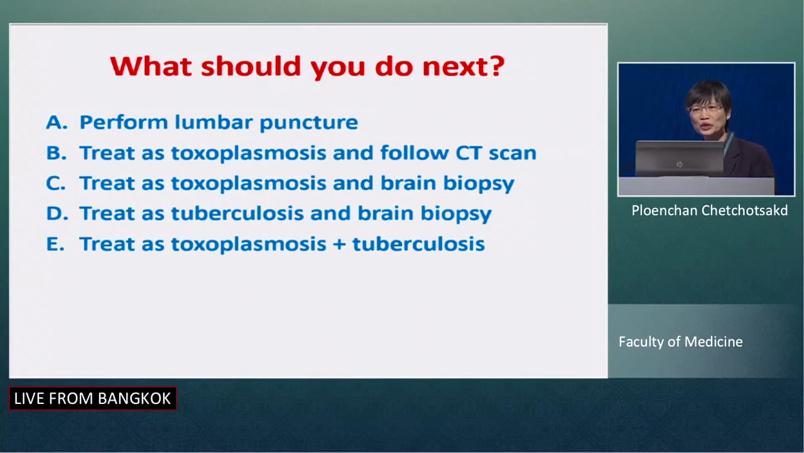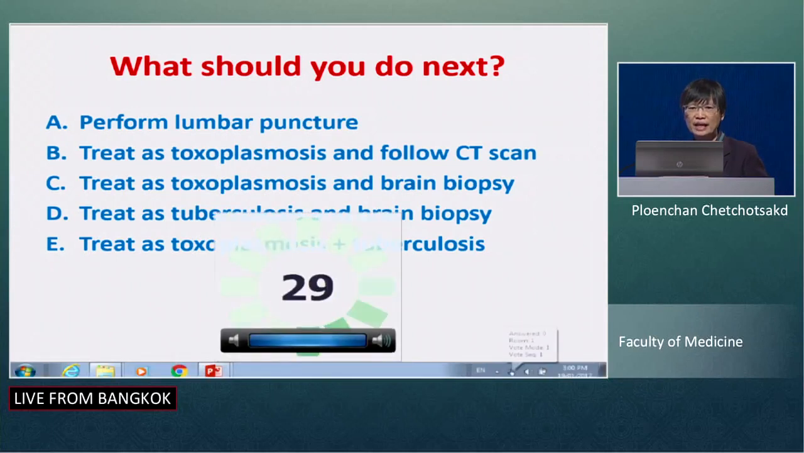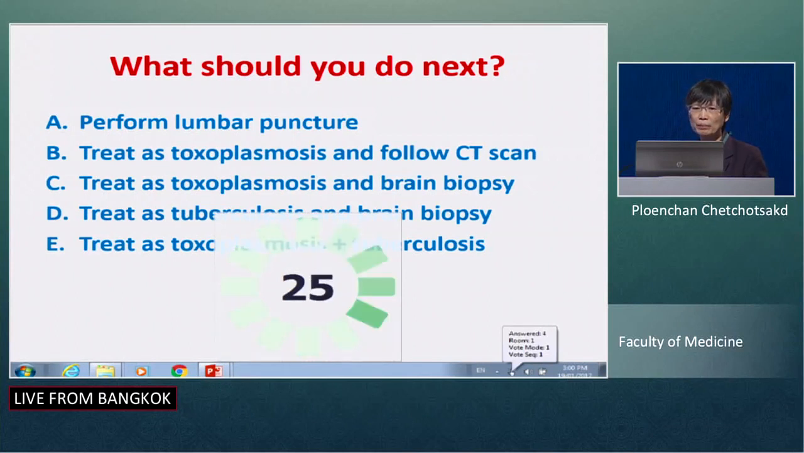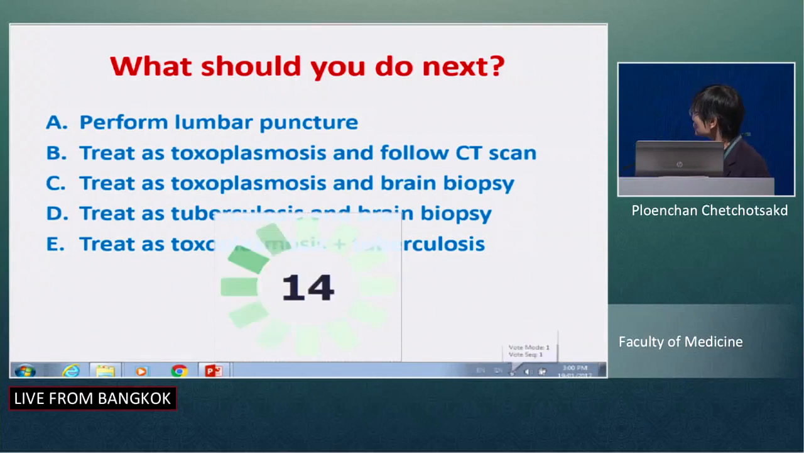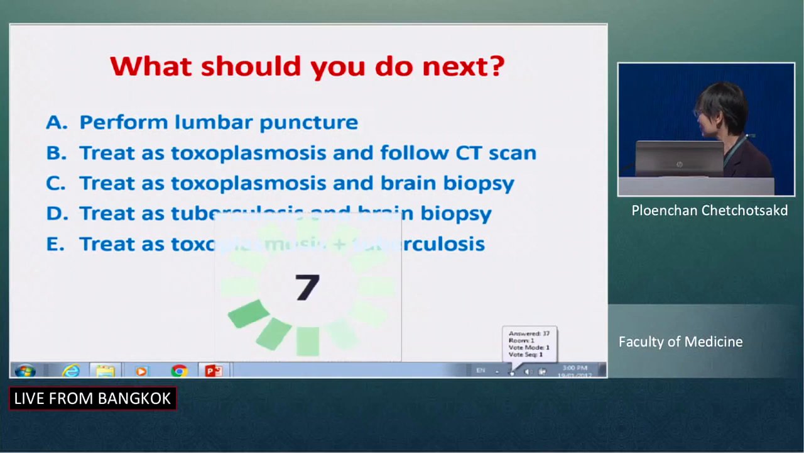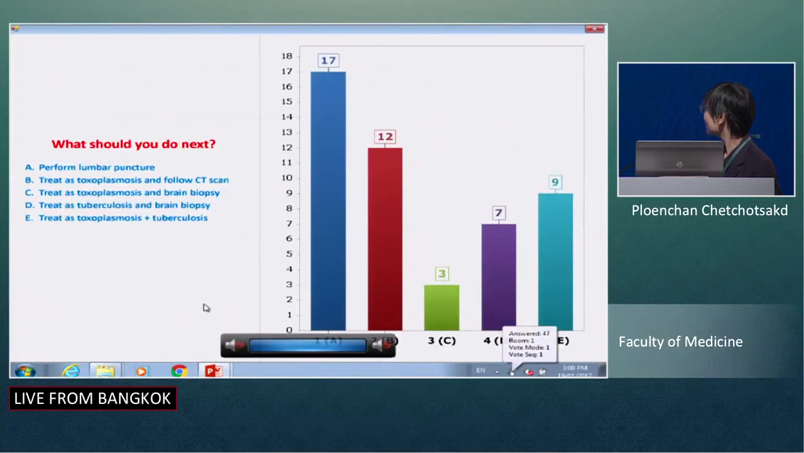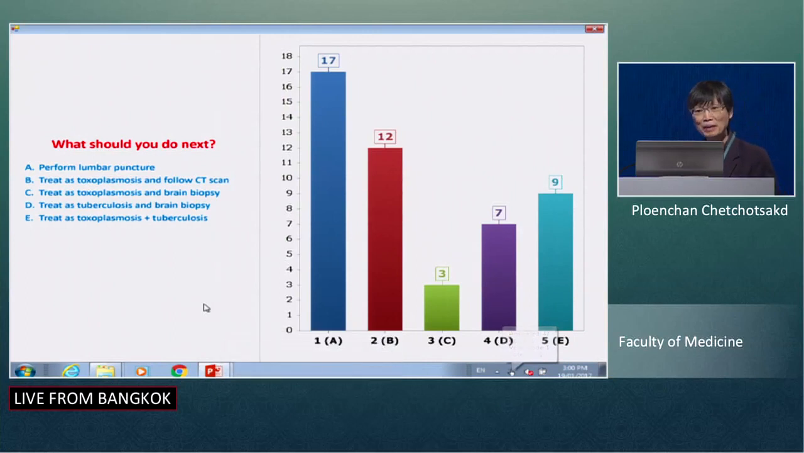I would like to know what you would do at this time: do a lumbar puncture, or treat as toxoplasmosis and follow the CT scan, or treat as toxoplasmosis and do a brain biopsy, or treat her as tuberculosis and do a brain biopsy, or treat her empirically for toxoplasmosis and tuberculosis together. Okay, most of you would do the lumbar puncture. Interesting. And next is to treat as toxoplasmosis.